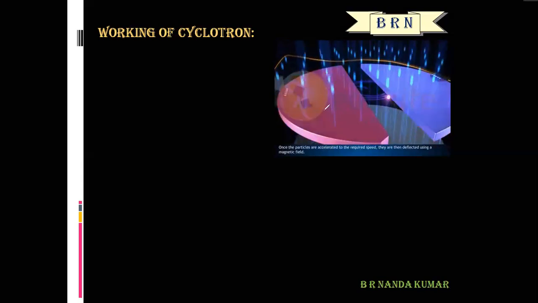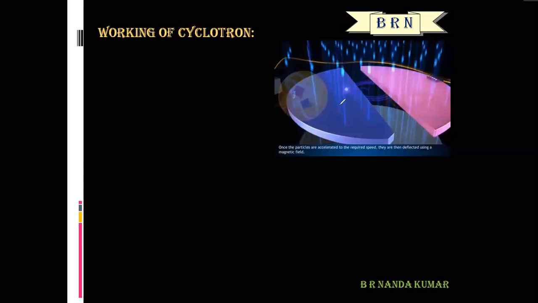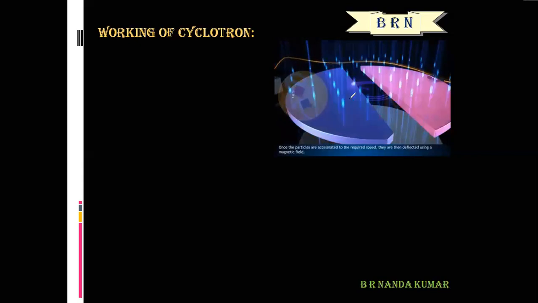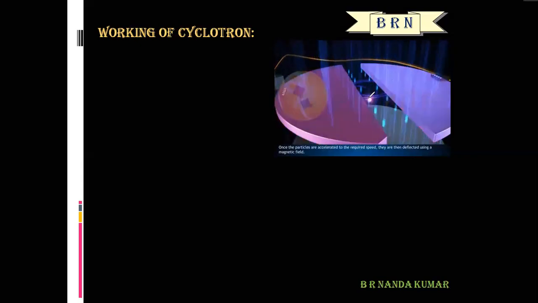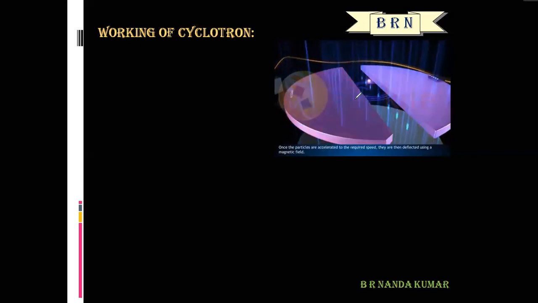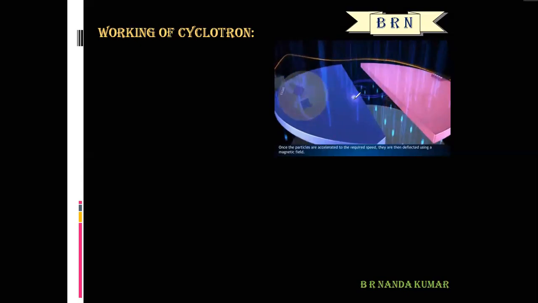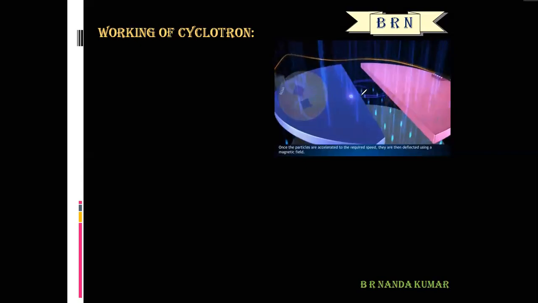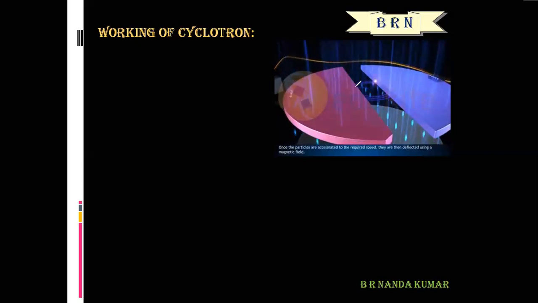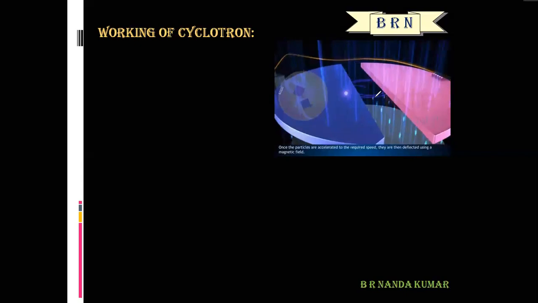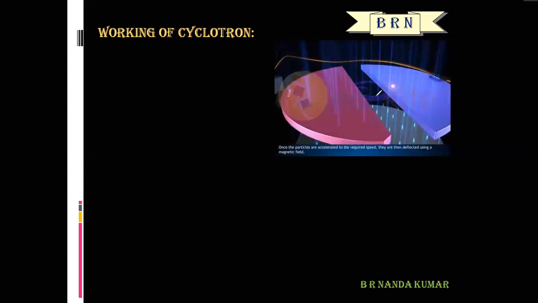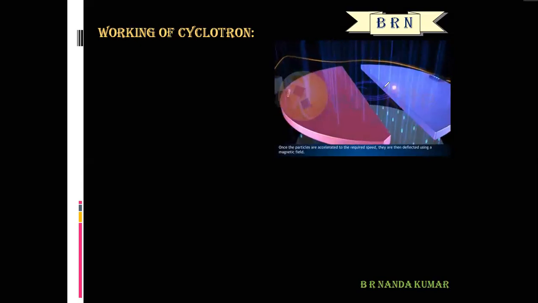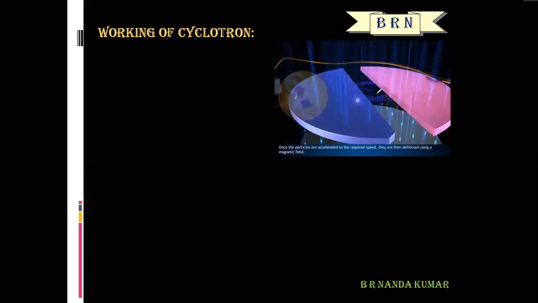Inside D1 there is no electric field. It is acted upon by only the perpendicular magnetic field. The perpendicular magnetic field throws the charged particle into a semicircular path. It does not change the speed, it will change only the direction, bringing the charged particle back into the electric field. Once the charged particle enters the gap, immediately the polarity reverses.